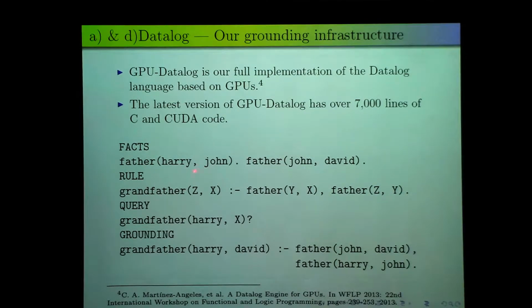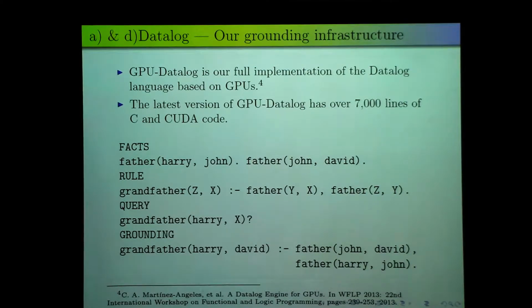Here we have a very simple example where the idea is using this rule to find who the grandfather of someone is, given who his father and the father of his father are. And so we have some evidence that the father of Harry is John and the father of John is David. Then we ask a query that we want to know who is the grandfather of Harry. And what we do is that we ground. We give values to the variables. We put John, David, Harry, John, and we find that the grandfather of Harry is David.